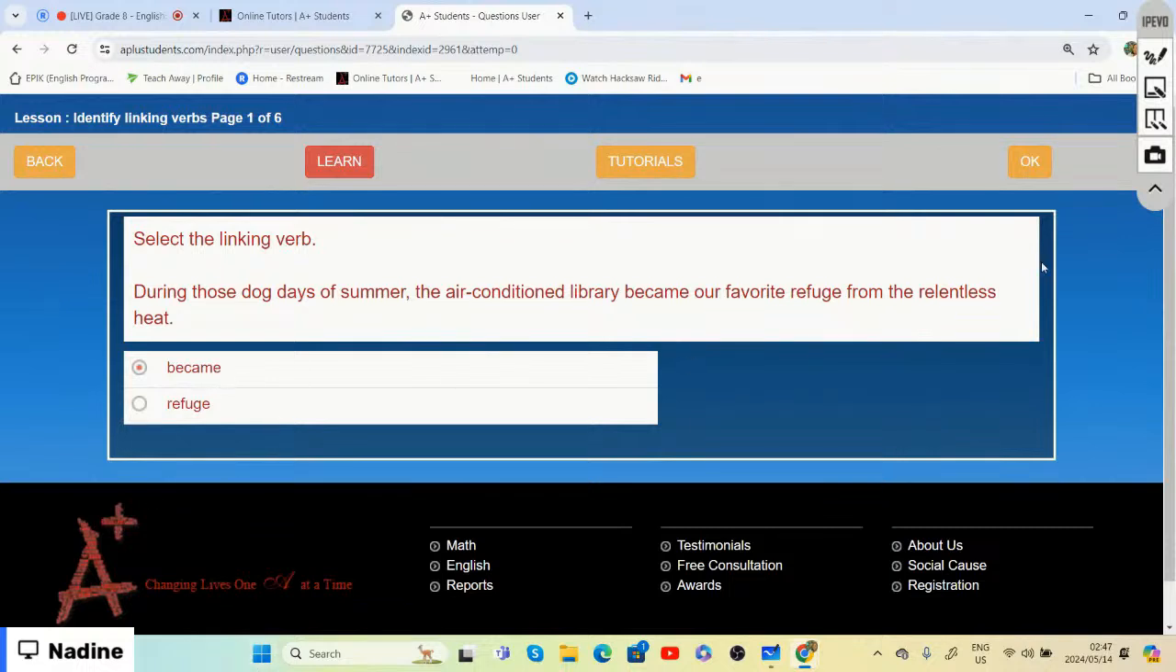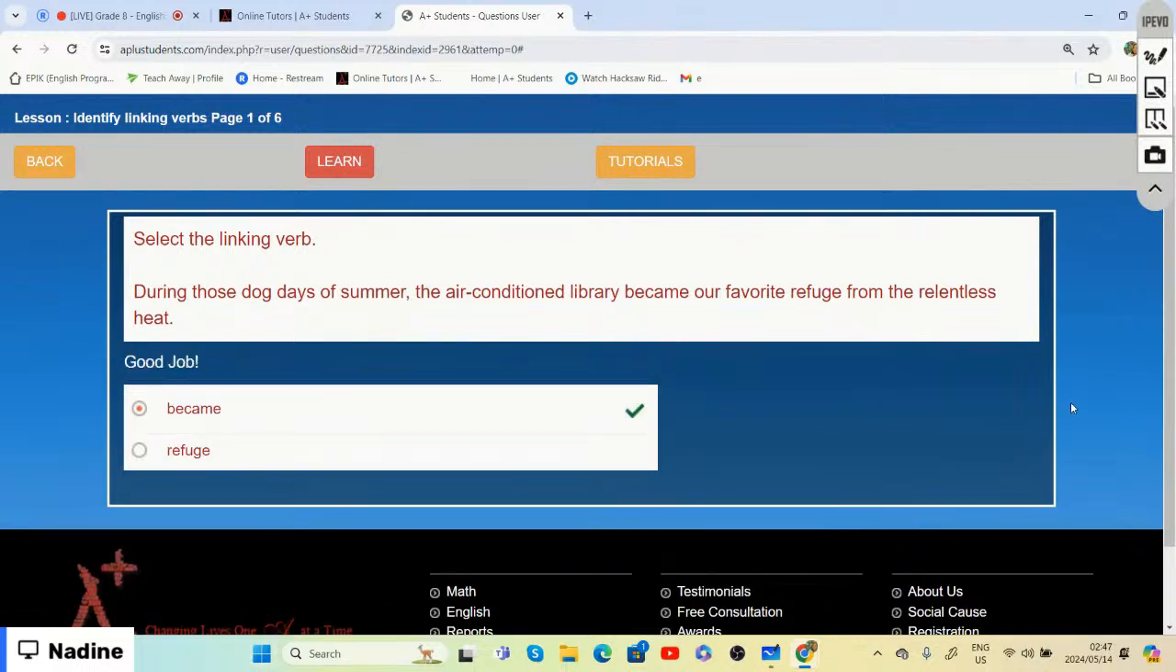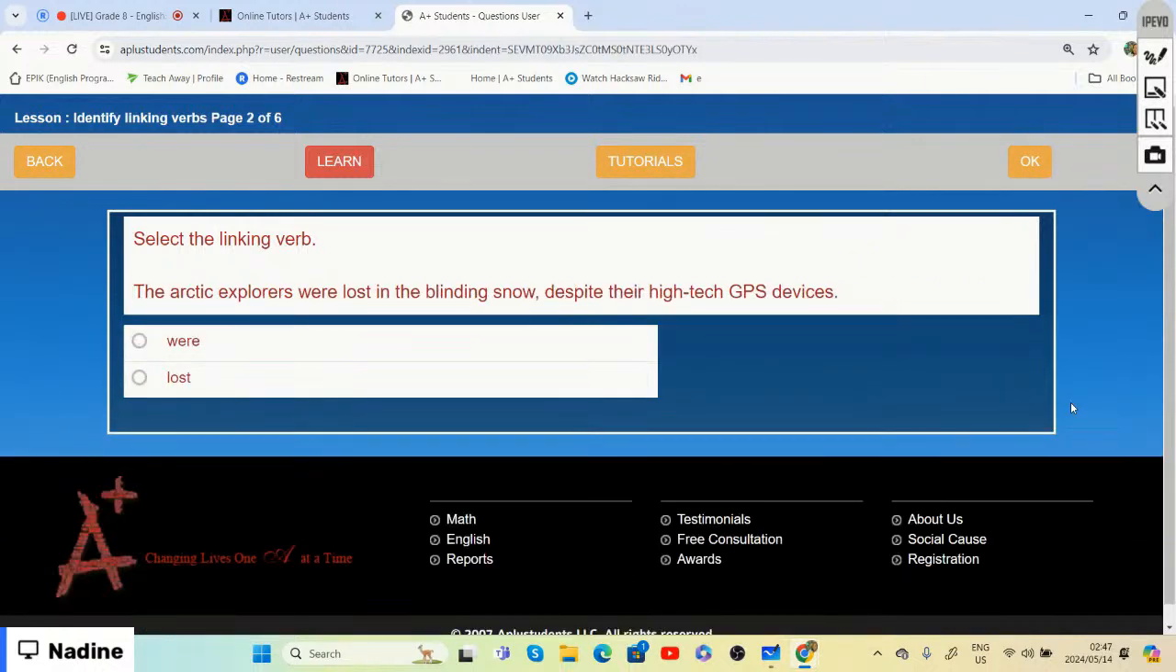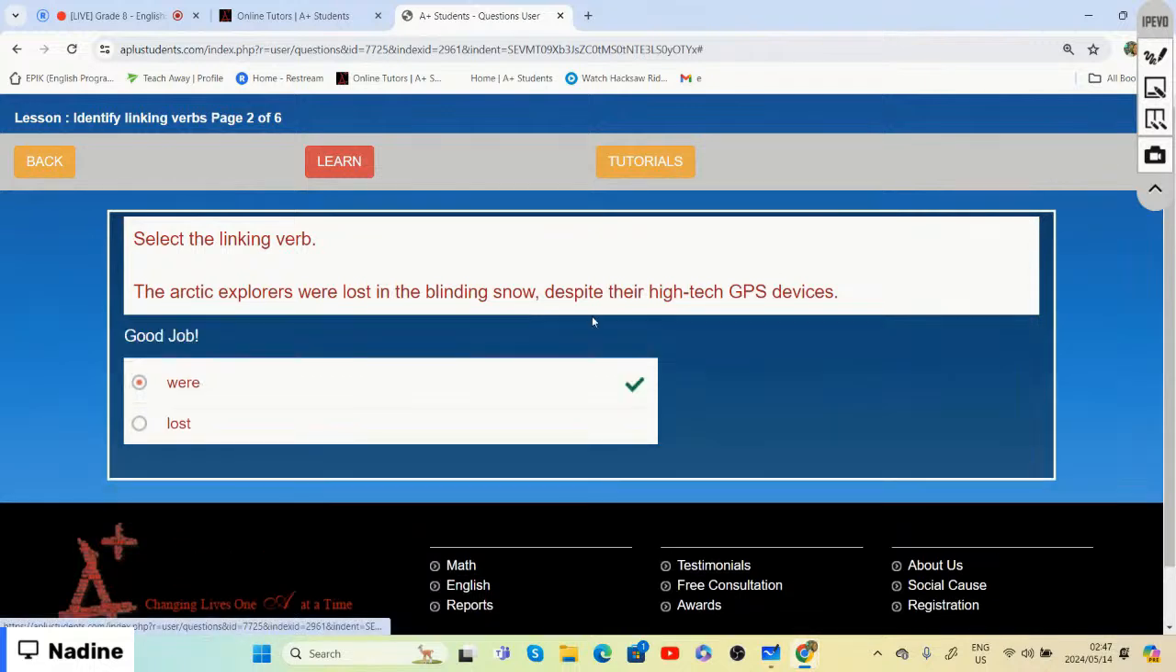All right, let's try this one. And became is our linking verb. The Arctic explorers were lost in the blinding snow despite their high-tech GPS devices. So we need to select our linking verb, right? If we were to select the linking verb, we would say it is were.